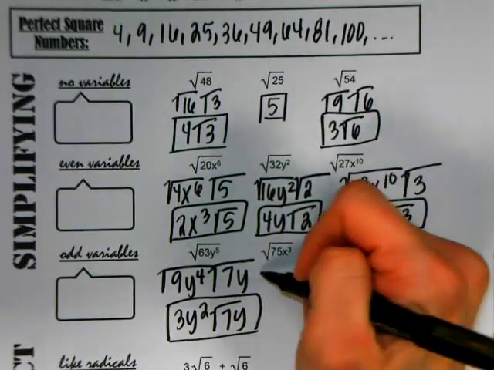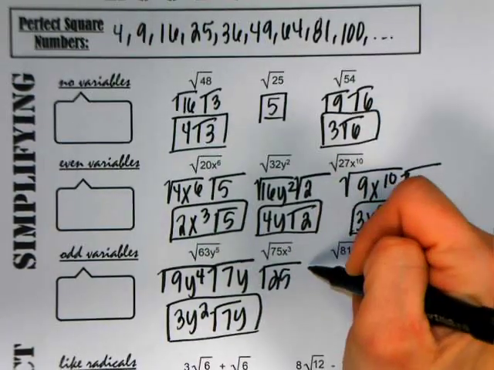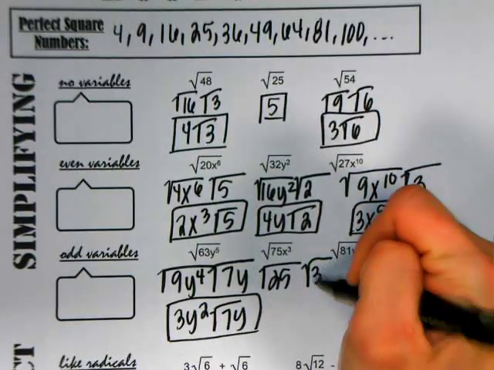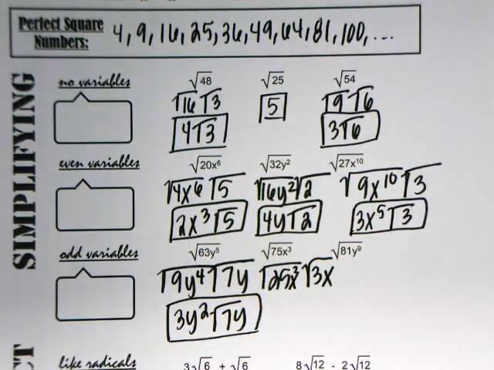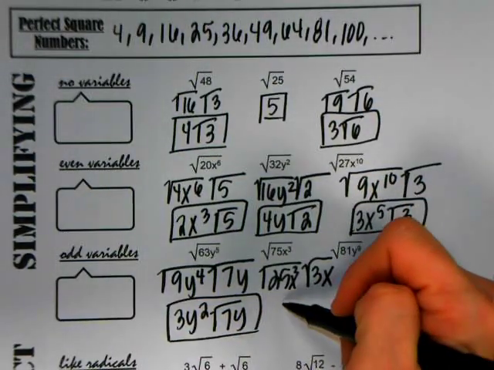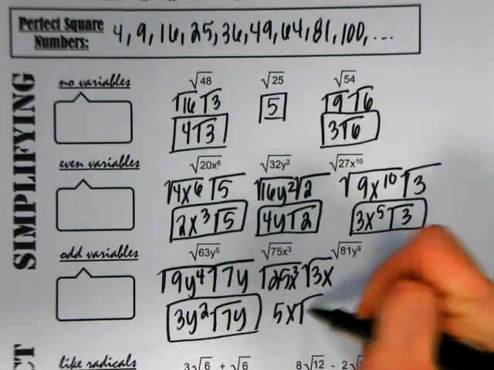This one, 75, 25 times 3, and then x squared in the first one, x in the second one. So it's going to be 5x radical 3x.